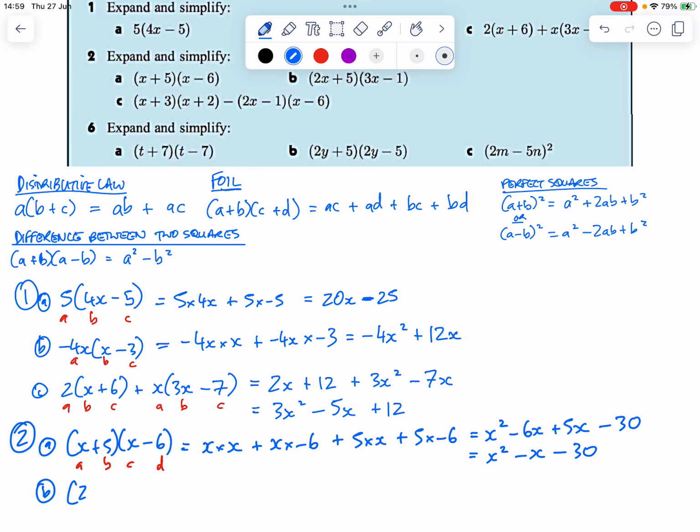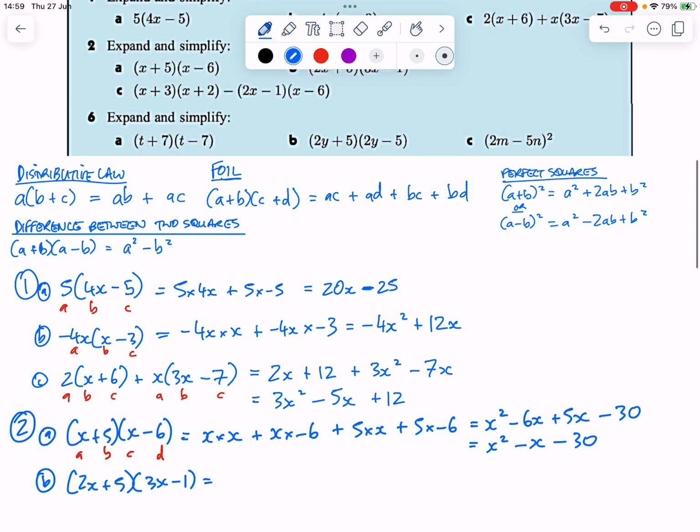B. (2x plus 5)(3x take 1). Firsts, 2x times 3x is going to be 6x squared. Plus outers, 2x times negative 1 is going to be negative 2x. Plus inners, 5 times 3x is positive 15x. Plus lasts, 5 times negative 1 is negative 5.